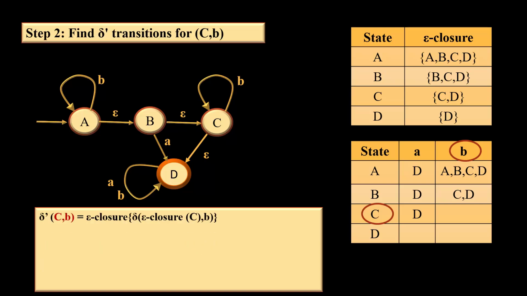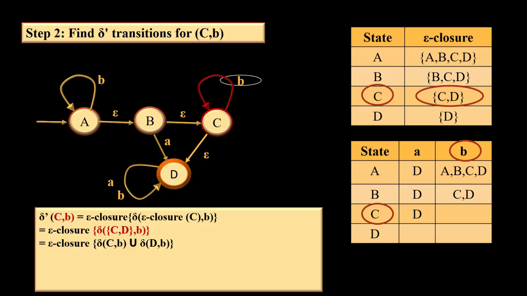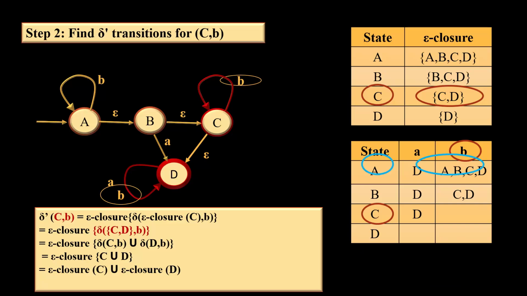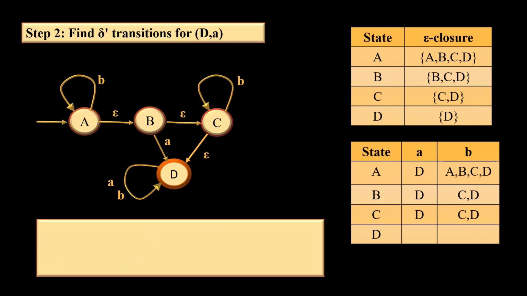In this we identify C comma B, that means epsilon closure of C comma B, which is equivalent to epsilon closure of transition of C on B union transition of D on B. We will check from the NFA. NFA says on C there is a self loop on B and on D also there is a self loop on B. So we will consider epsilon closure of C union epsilon closure of D. Epsilon closure of C is CD, epsilon closure of D is D, and union of both is CD. Hence there will be an entry of CD corresponding to C and B.